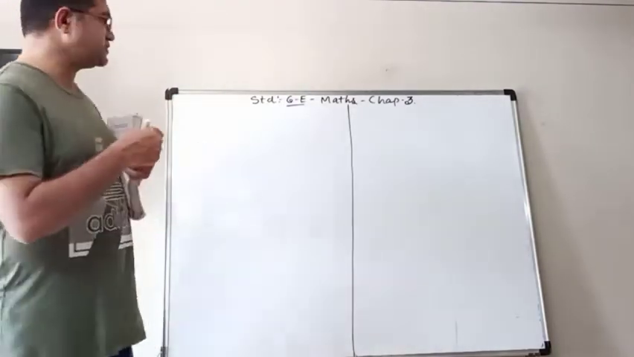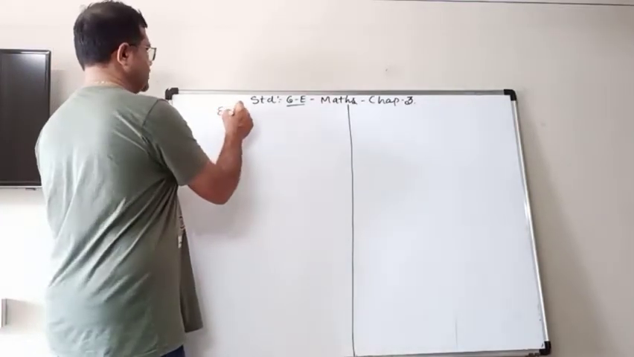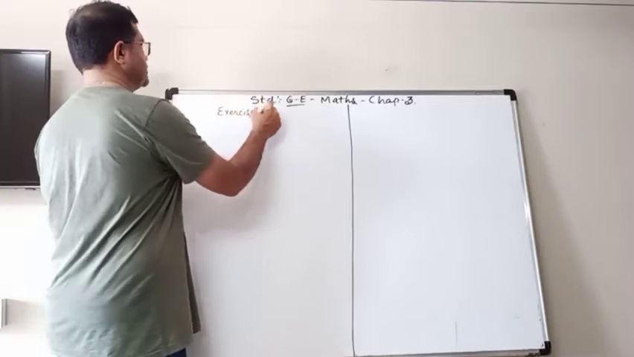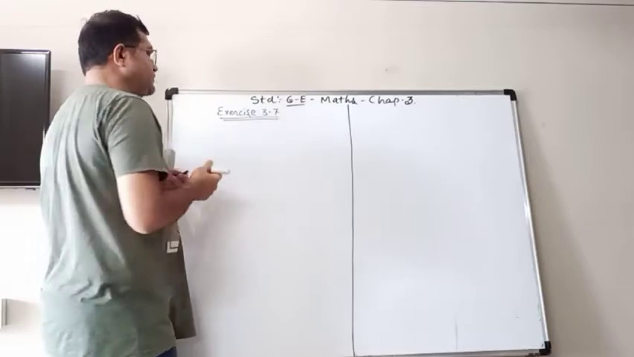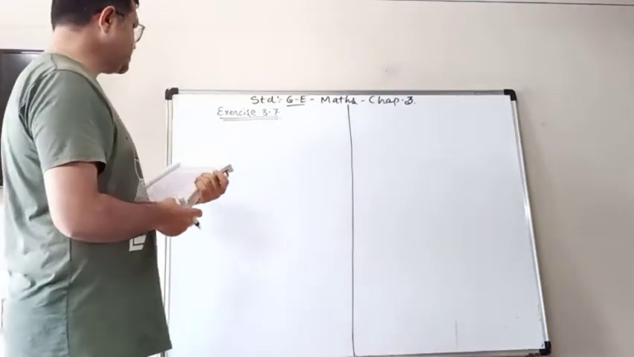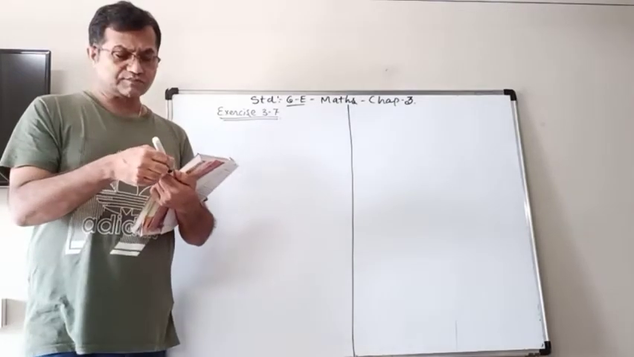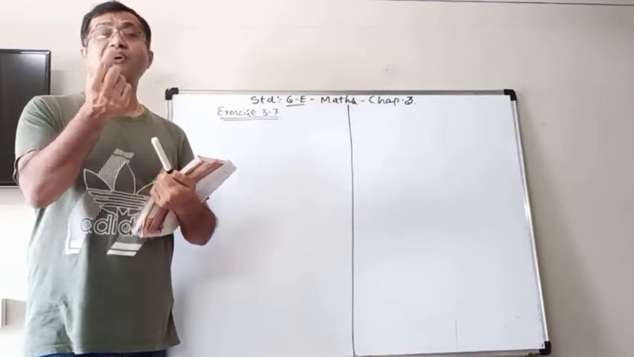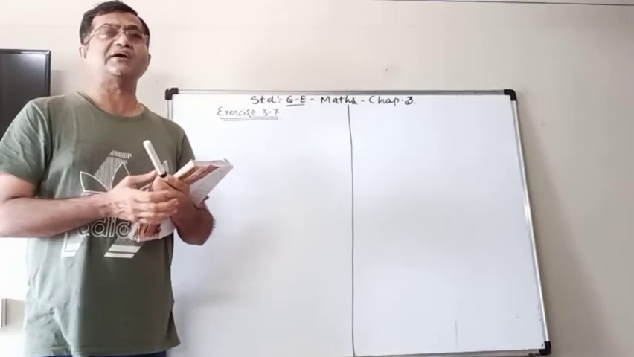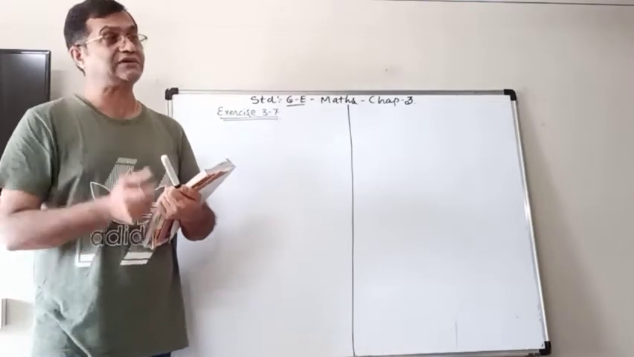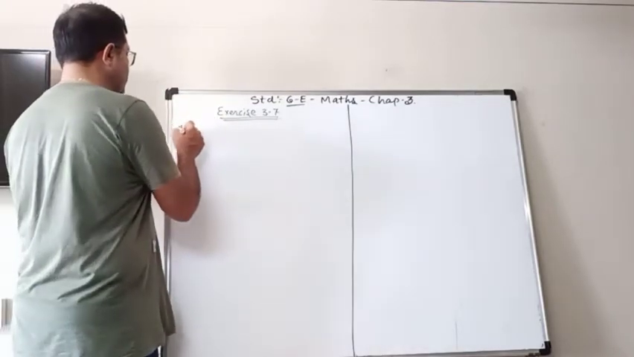So in exercise 3.7 we are going to learn about that. It is not so difficult, but it needs some attention, because sometimes a small word can tell you whether you have to find the HCF or LCM. Let's see question number 1.